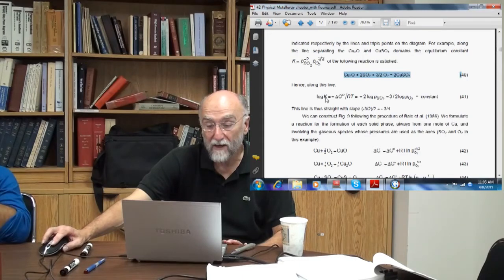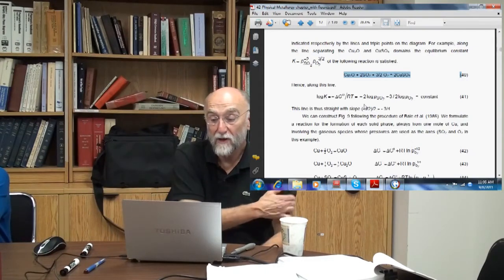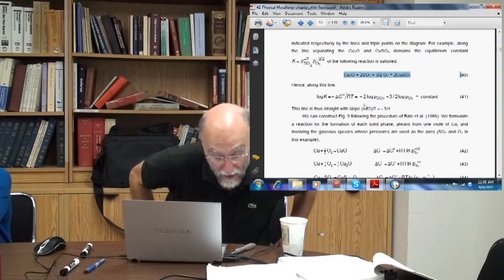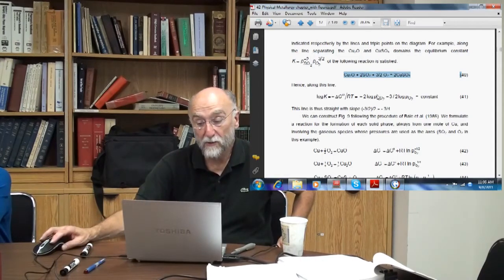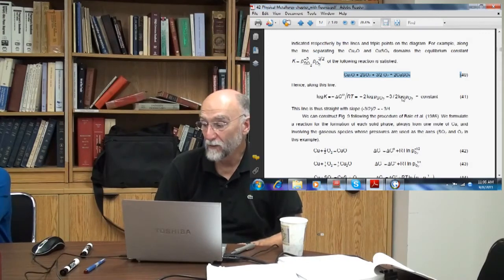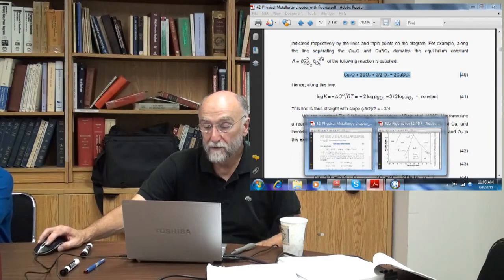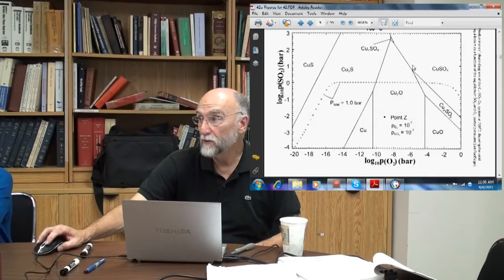If you take log K, delta G0 is minus RT log K. Log K is minus 2 log PSO2 minus 3/2 log PO2, and it is constant. So along that line there will be an equilibrium. If we pick any value of PSO2, there's only one value of PO2 for which those 2 phases can be in equilibrium, and that will exist along that line. The slope of the line is then equal to minus 3/2 over 2, which is minus 3/4. So this line here has a slope of minus 3/4.